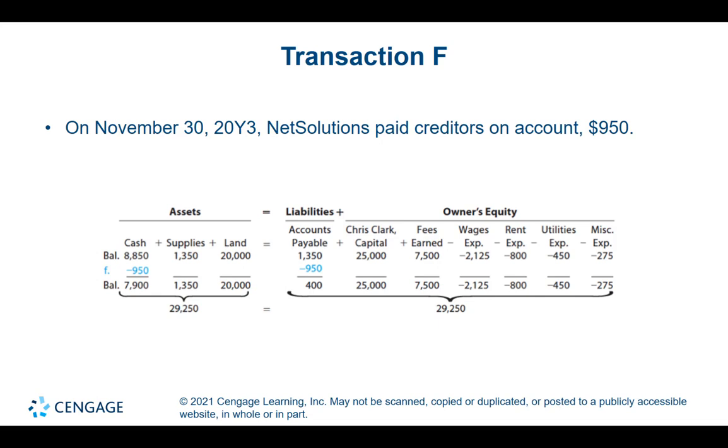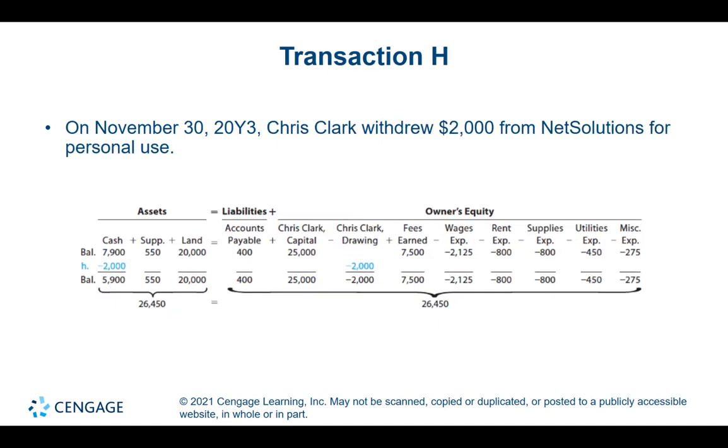Accounts payable had a balance of $1,350. Now it's being reduced by the payment of cash, $950. The recording is to an asset cash account and to the liability accounts payable account. Both $950, both decreased. The accounting equation balances.